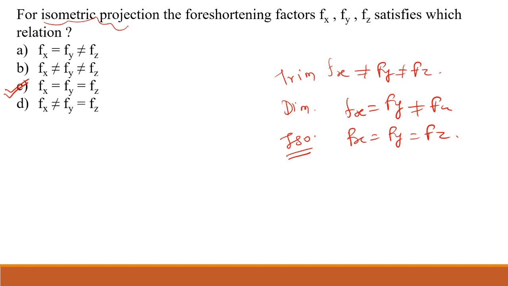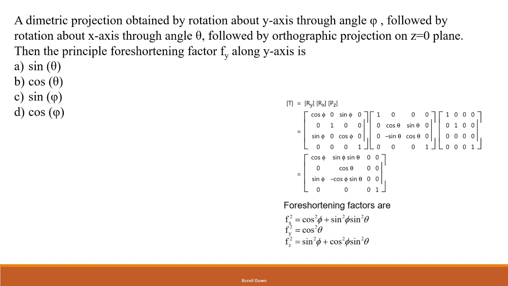Now let us move towards the next MCQ: a dimetric projection obtained by rotation about the y-axis through angle phi, followed by rotation about the x-axis through angle theta, followed by orthographic projection on the z equal to 0 plane. Then the principal foreshortening factor fy along the y-axis is. Okay, so this is the dimetric projection, and we know the derivation for it. In that case our matrix will be this, in which any two foreshortening factors will be the same.